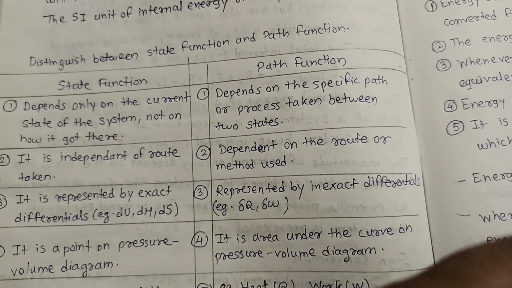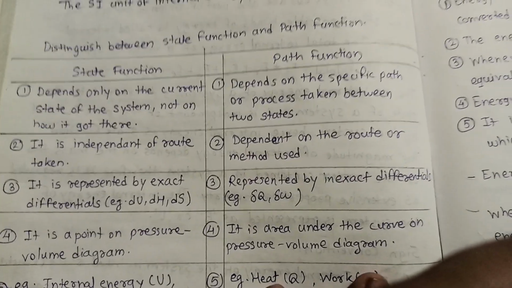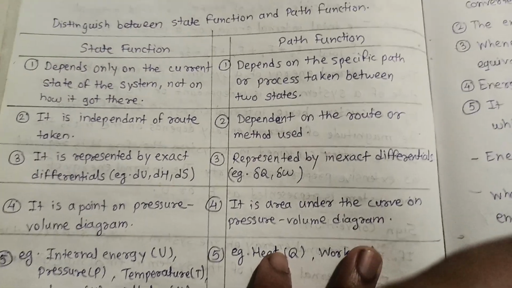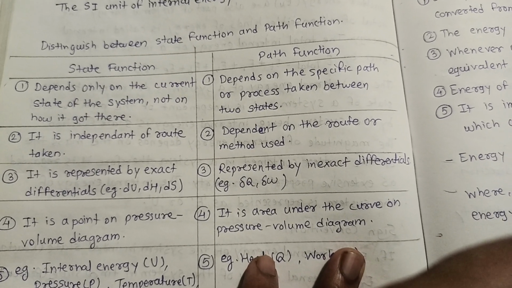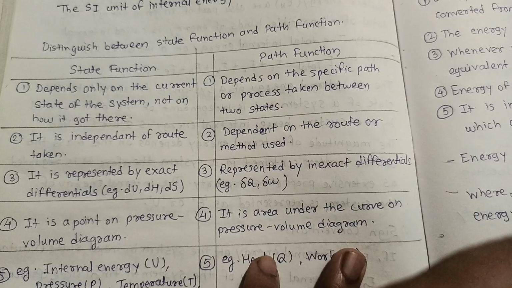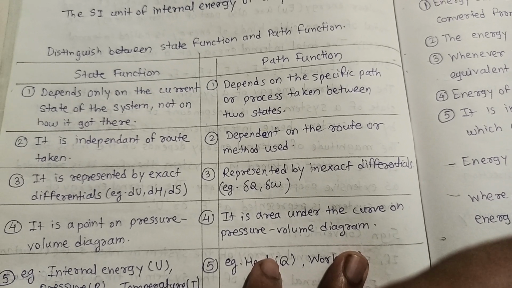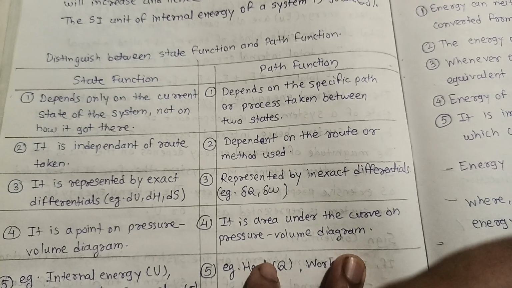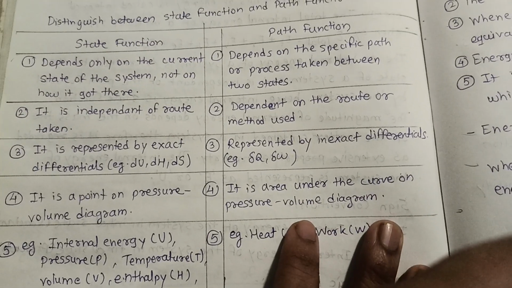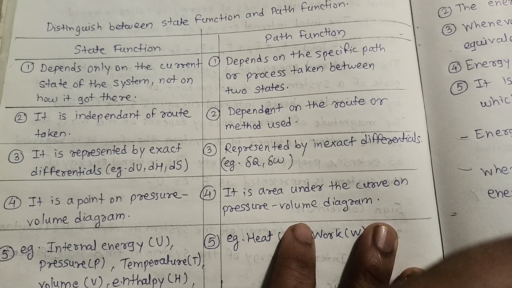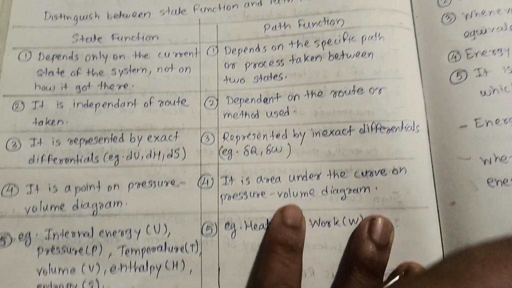Now next is distinguish between state function and path function. Okay, this is related to FY BSc chemistry students. Distinguish between state function and path function. State function depends only on the current state of the system, not on how it got there. Path function depends on the specific path or process taken between two states. State function is independent of the route taken. Path function is dependent on the route or method used.